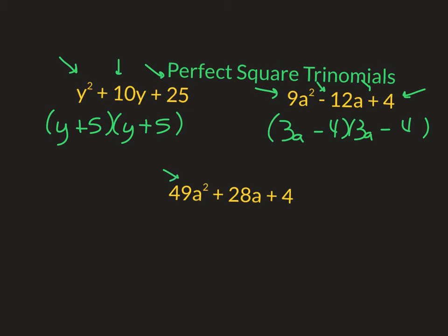And one more, these are all positives down here, so this should be a little bit easier. They both have square roots. The square root of 49 is 7a. The square root of 4 is 2. So we'll try 7a plus 2 and 7a plus 2, the same thing.